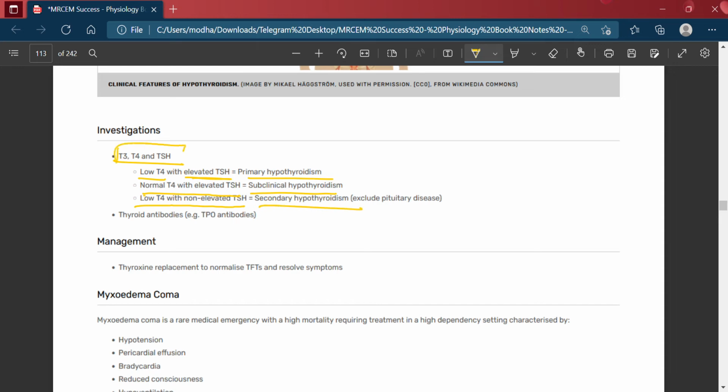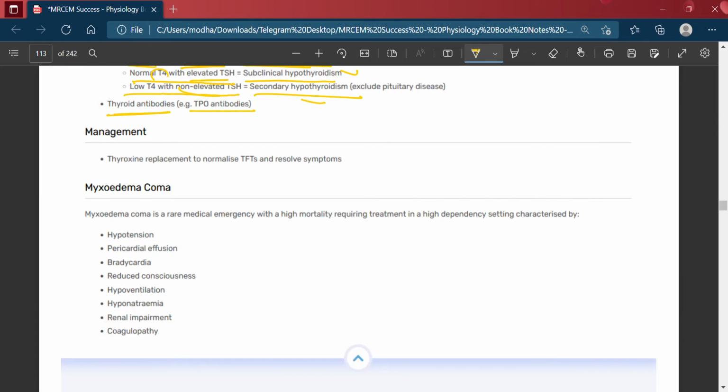Okay, T3, T4, TSH we will do in that. Low T4 with elevated TSH is primary hypothyroidism. Then normal T4 with elevated TSH is subclinical hypothyroidism, and low T4 with non-elevated TSH is secondary hypothyroidism. Then thyroid antibodies, these are the TPO antibodies.